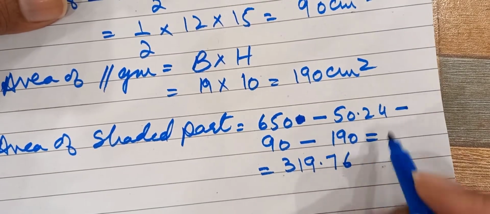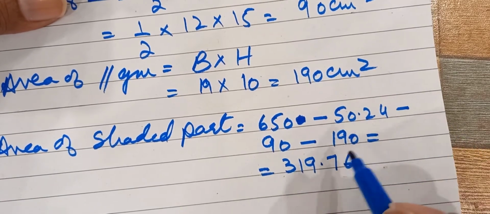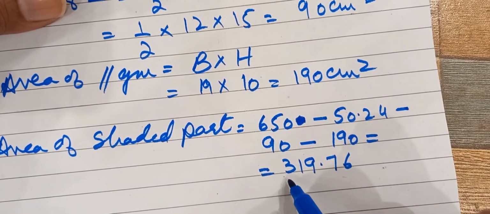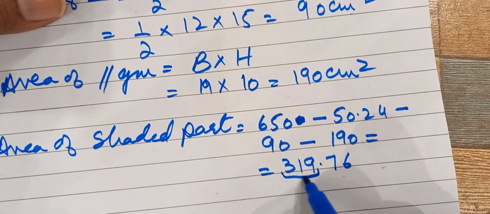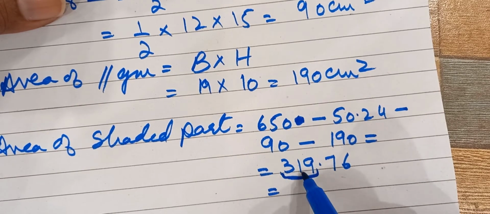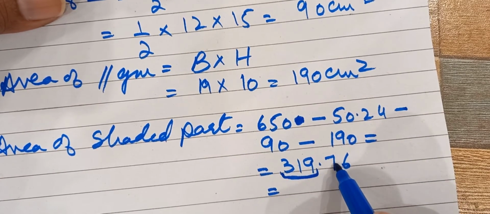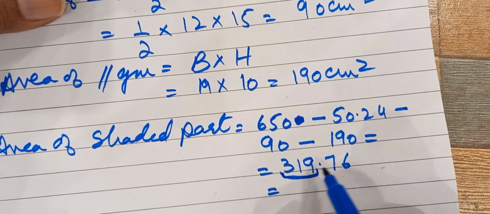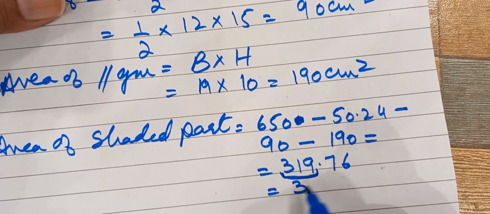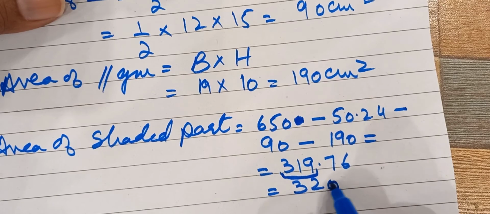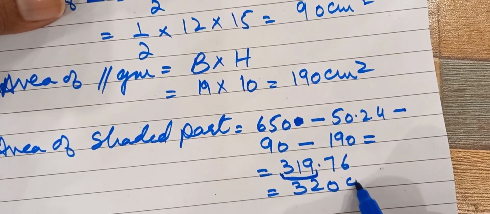When I do my math, I will be left with the answer, which is equivalent to 319.76. They have rounded it off to three significant figures, which are 319, and the next digit, 7, is greater than 5, so they have rounded it off and added 1 to it, which makes it 320 centimeter square.